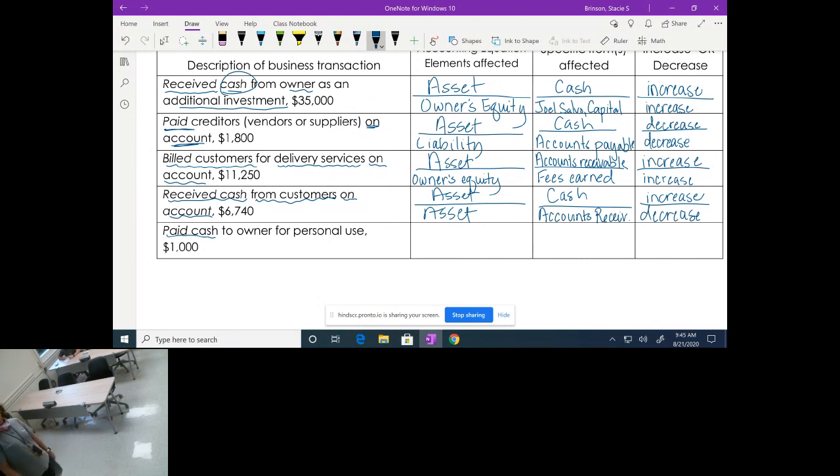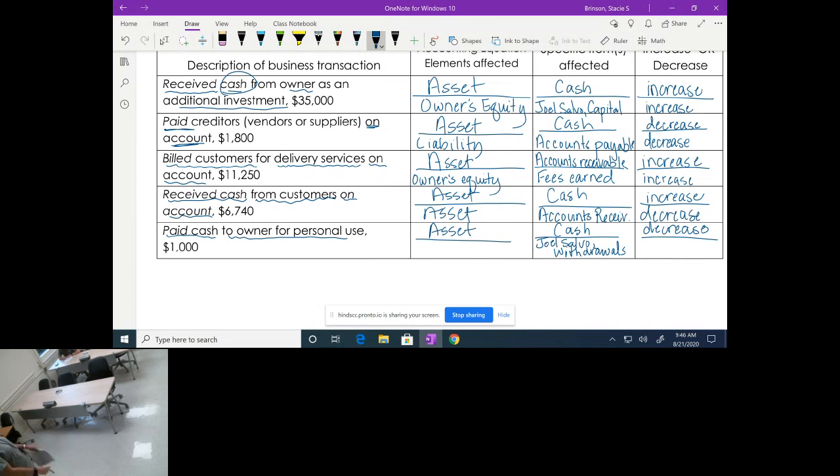A decrease in money. That's right. So money is cash. She said it decreased. So what is cash as far as the accounting equation? It's an asset. Okay, so what did we say it's called when cash is paid to an owner? It's a withdrawal. So we're going to call that Joel Salvo withdrawal or withdrawals.